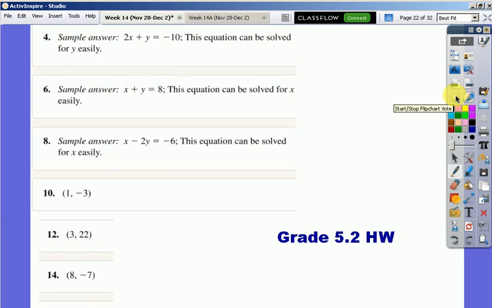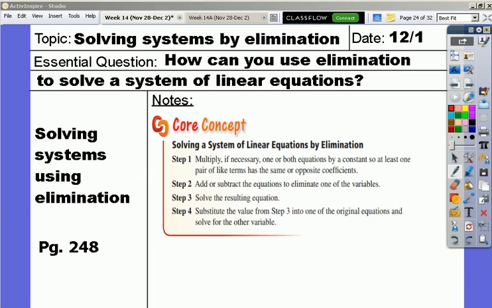All right, take out your homework, 5-2 homework. We're going to be grading that. All right. Start your notes. Guys, slow it down, please.